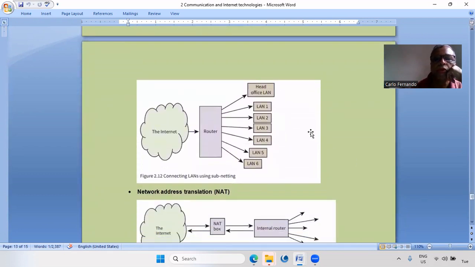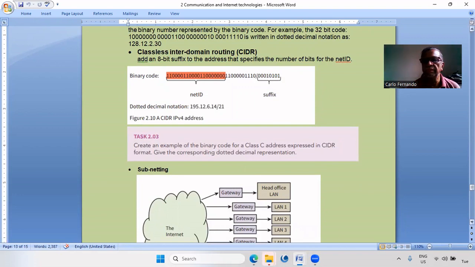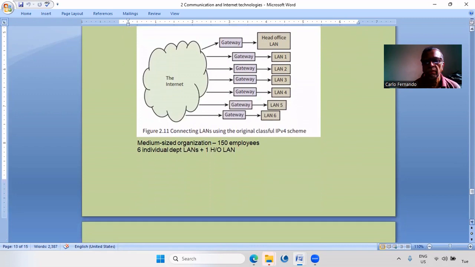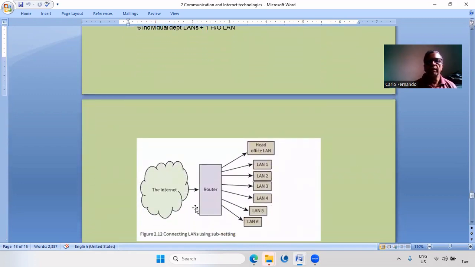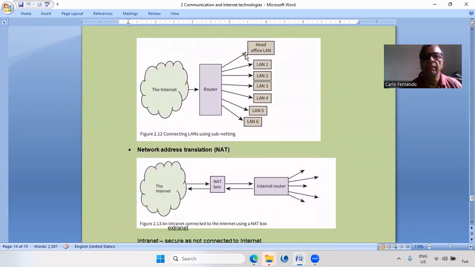What do you do? You take all those gateways, these gateways, there are 7 gateways, and put one router. These are connected. Connecting LANs using subnetting. So if you know the subnet ID and all that, then you can use this method.